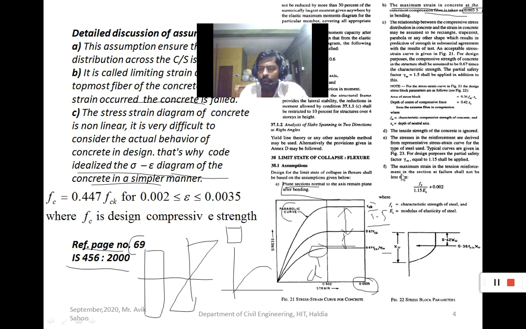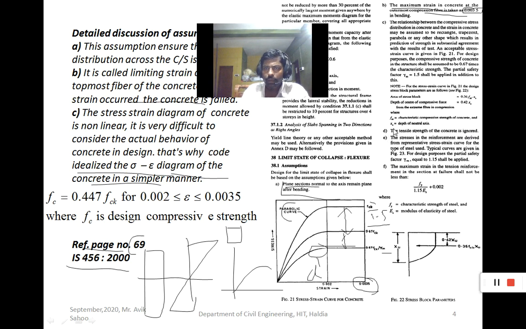Okay, again, the maximum strain of the tensile reinforcement. So you see that in these assumptions, at D, the tensile strength of the concrete is ignored.